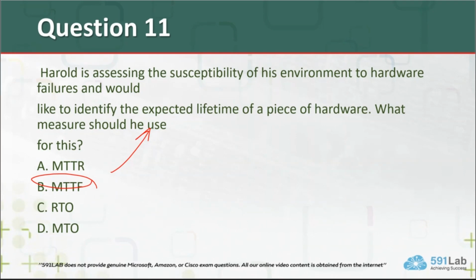RTO is the recovery time objective. If a failure happens, what is the maximum downtime we can afford before resuming our systems? The other one should be the RPO, recovery point objective, which means how much data can we afford to lose if a problem happens? So again, the answer is B, mean time to failure, which provides the average amount of time before a device of that particular specification fails.